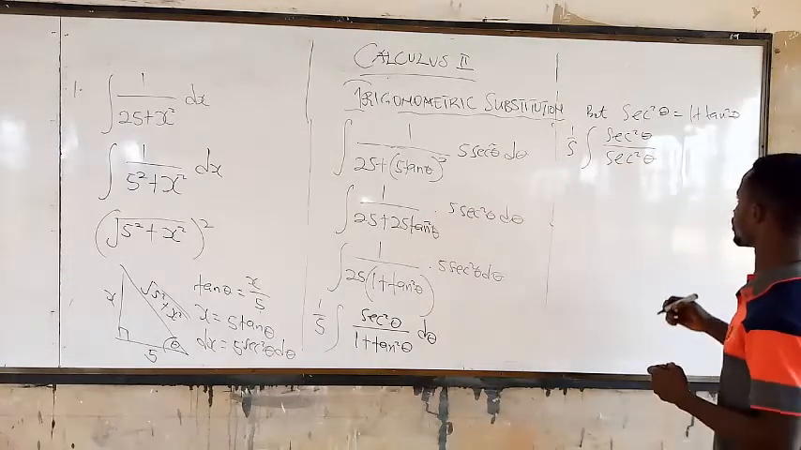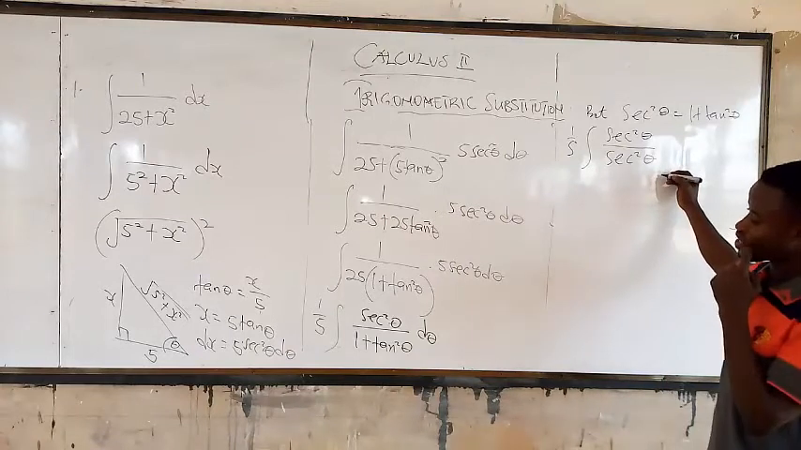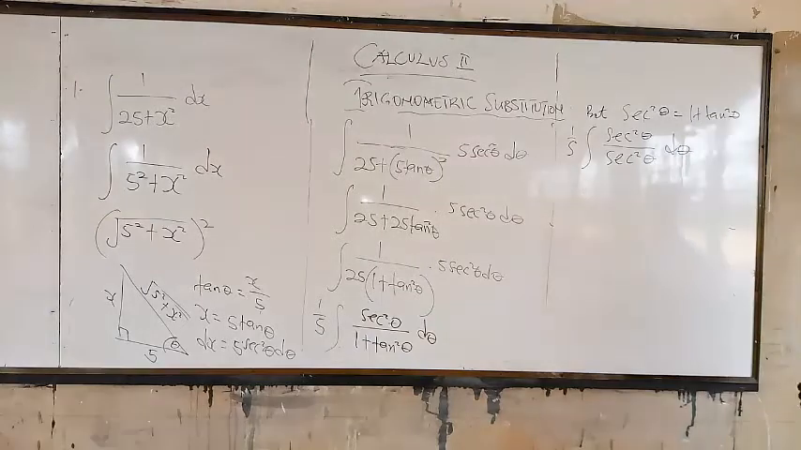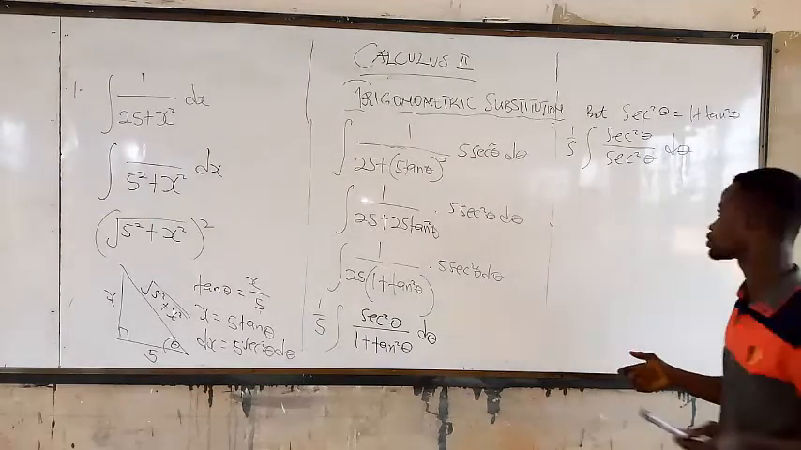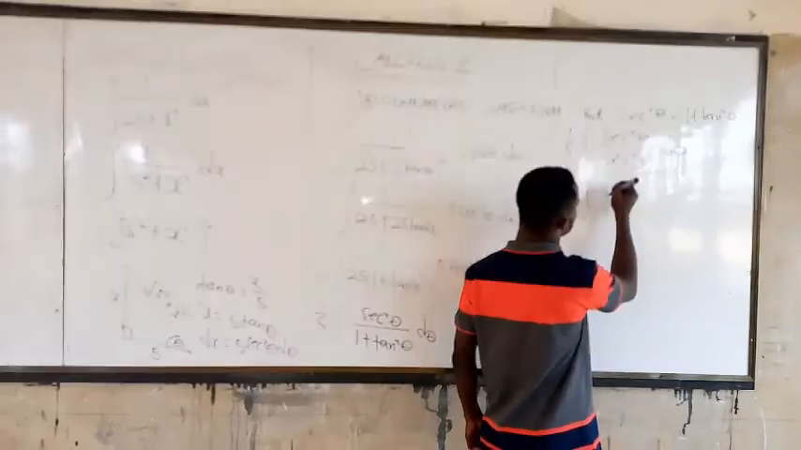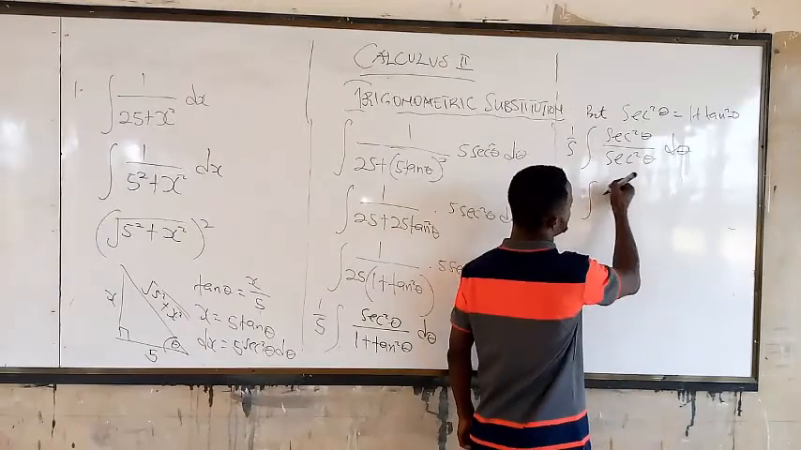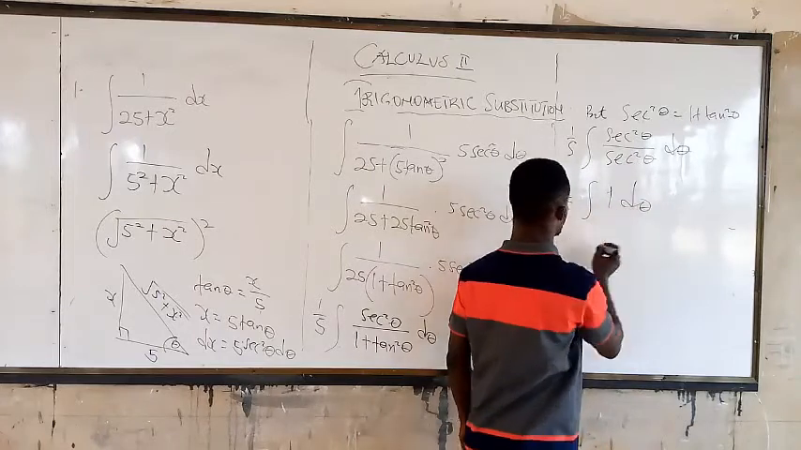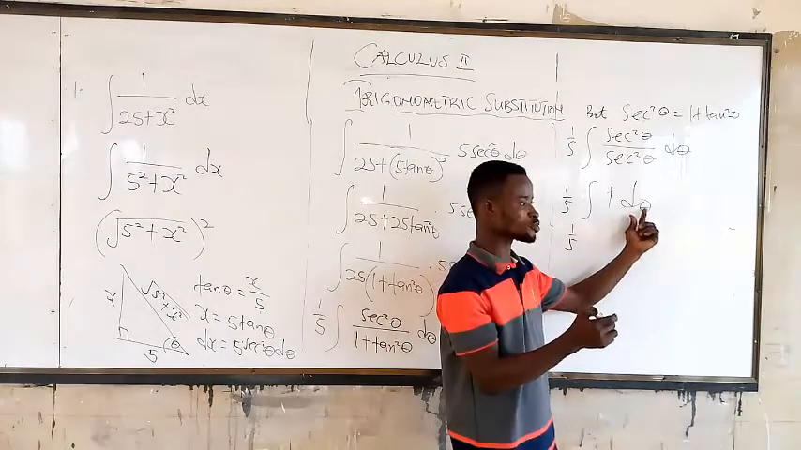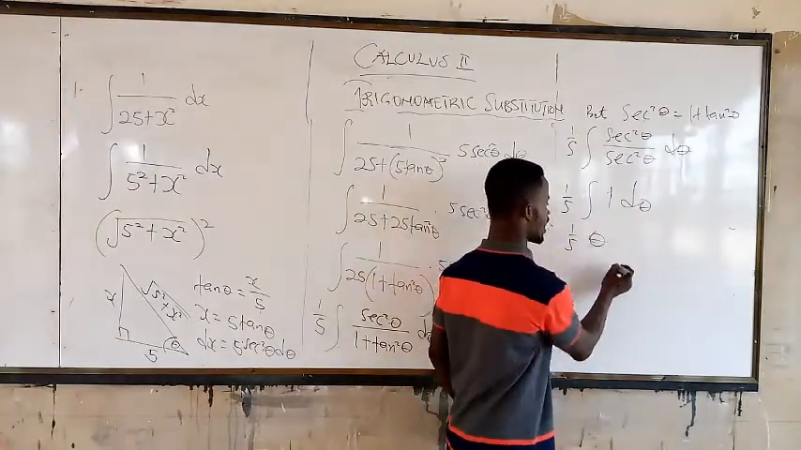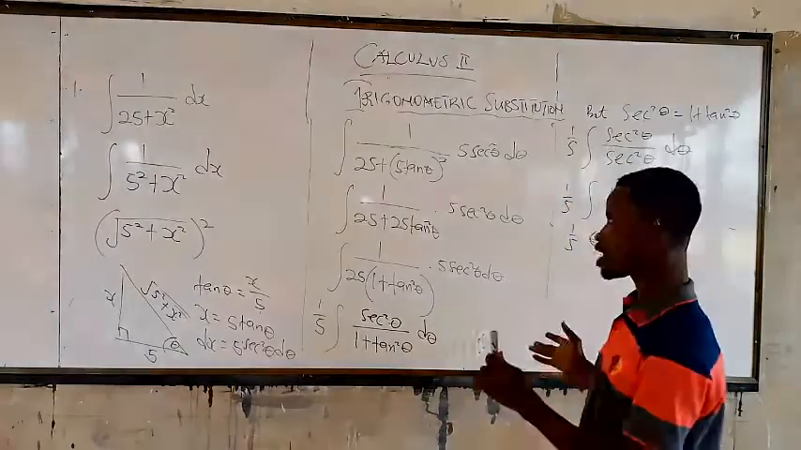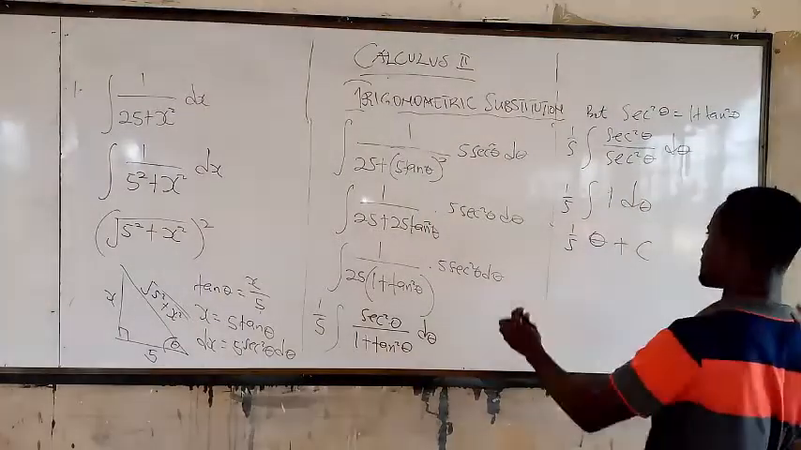Okay? Sec squared theta over sec squared theta, d theta. That is all, yes, substitution. So here we get 1 over 5 integral of, here is what? Sec theta, so this is 1, d theta. 1 over 5. And when you integrate 1 with respect to theta, you just get theta plus c. But don't forget, after you are done, you have to transform back to what?